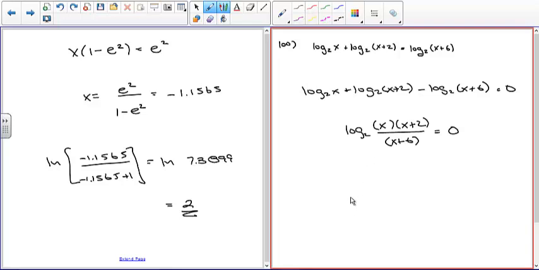Then you would say 2 to the log base 2 of x times x plus 2 divided by x plus 6 equals 2 to the 0 power. 2 to the 0 power is 1. Any number to the 0 power is 1. And on the left-hand side, 2 to the log base 2 is, using the inverse properties, just the argument. And I'm going to go ahead and multiply this out. x squared plus 2x divided by x plus 6 equals 1. So that's the right-hand side.